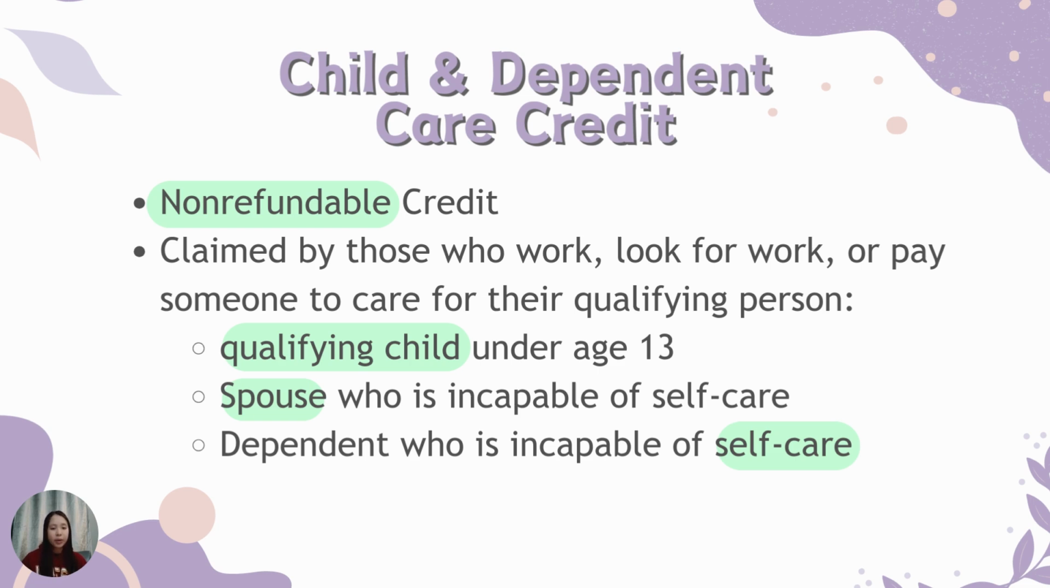A qualifying person counts as a qualifying child under age 13. If you don't know what a qualifying child is, go see my lesson on dependents. I'll link it in the video. That will give you some aspect of what a qualifying child is. But in order to be a qualifying person for the credit, it must be a qualifying child under age 13, a spouse who is incapable of self-care, or a dependent who is incapable of self-care.